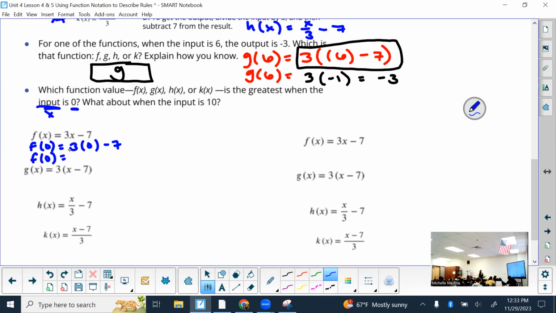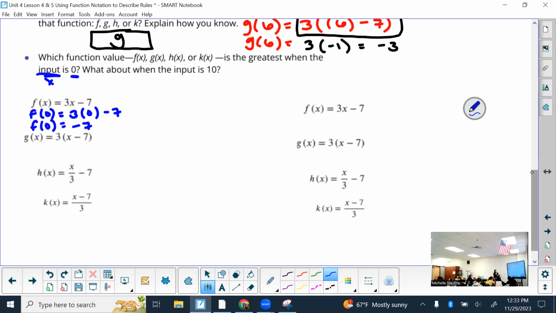On the right side, you can put that whole thing in your calculator if you want. But I know I multiply before I subtract, so it's 3 times 0 and 0 minus 7. Okay, good. And then I still have to figure it out for g, h, and k. Plugging it in.